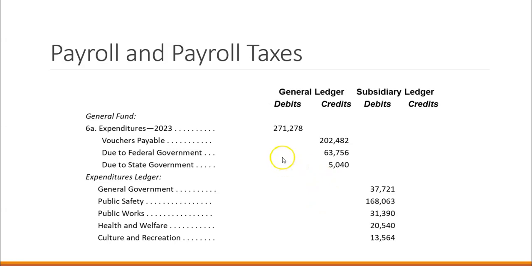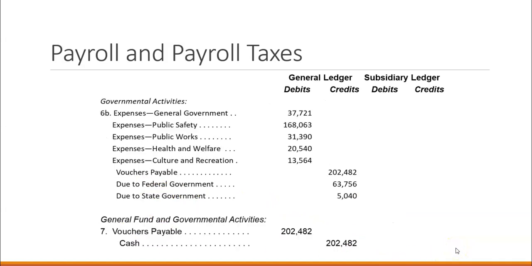Now we have payroll and payroll taxes, and so we have what is due to the federal government and the state government. These are income taxes, so state income taxes, federal income taxes, FICA, and Medicare taxes, and then where the payroll has gone. So we have different payroll that we're recording as a part of this government expense. We have the general fund ledger and then the subsidiary ledger, which impacts each one of these separate fund accounts.